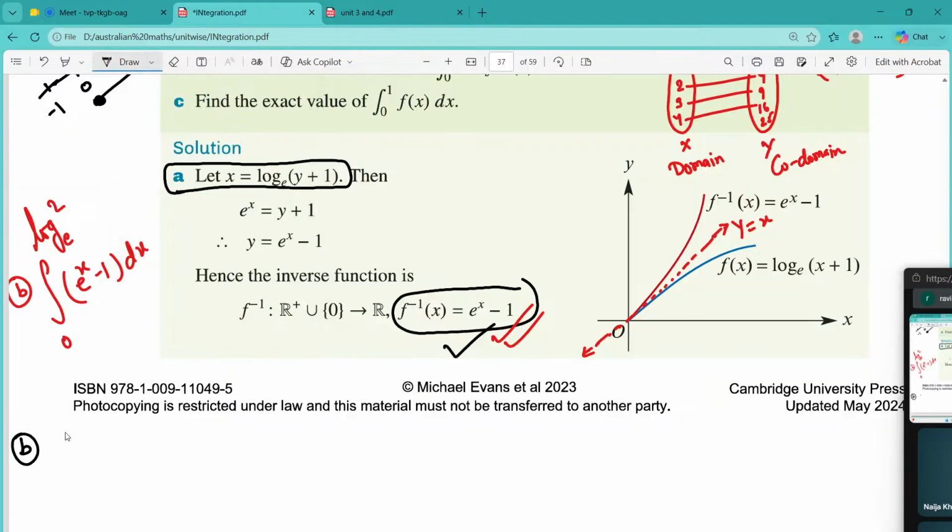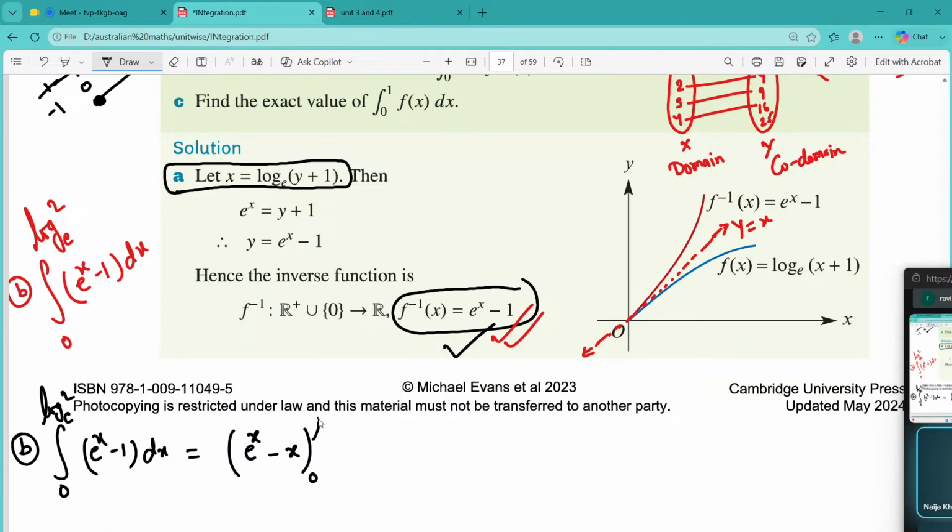So this is the b bit. We have to solve from 0 to log e 2. I have sent you this annotated PDF in the last class. I think not sent, right? Okay, I will send it to you. But I have sent you the class recording. Have you seen that? Yes. Okay. So it will be e raised to power x minus x, with limits 0 to log e 2.